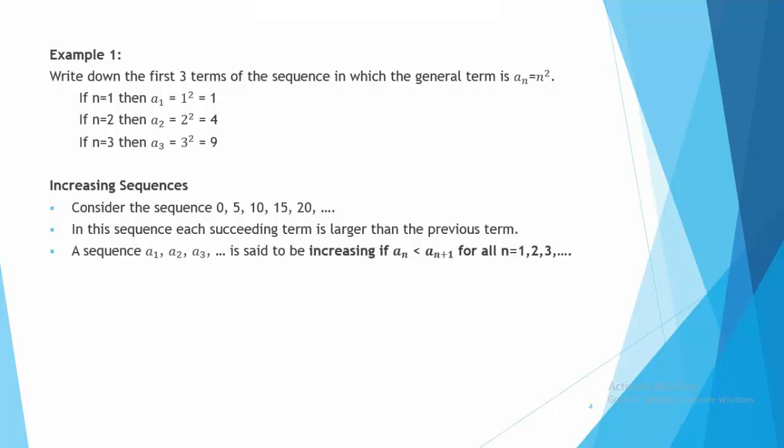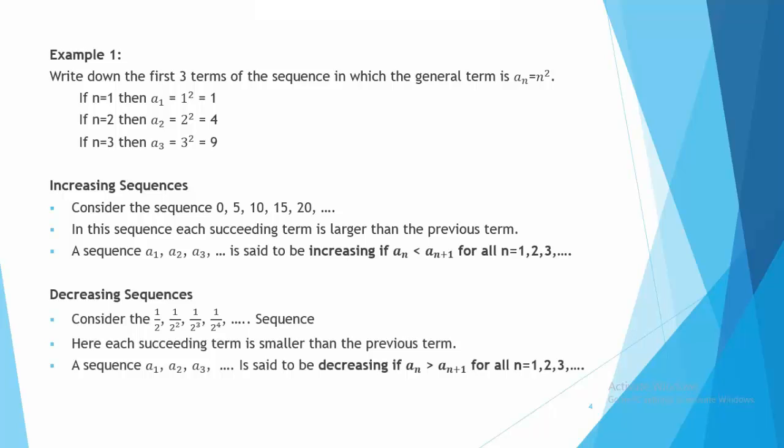Increasing sequences. Consider the sequence 0, 5, 10, 15, and 20. In this sequence, each succeeding term is larger than the previous term. So the next term, 5, is greater than 0, and so on. The sequence A1, A2, A3 is said to be increasing if An is less than An+1 for all n equals 1, 2, 3, and so on. An+1 is the next term to An. If you add 1 to n, you get the next term. That's what we call increasing sequences.